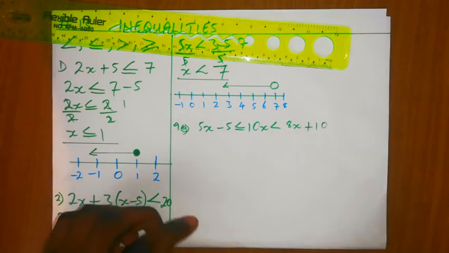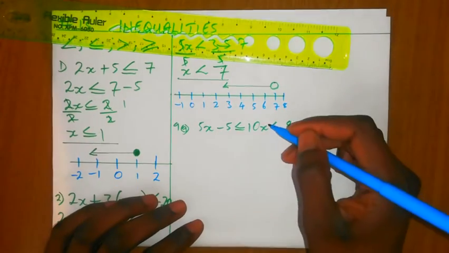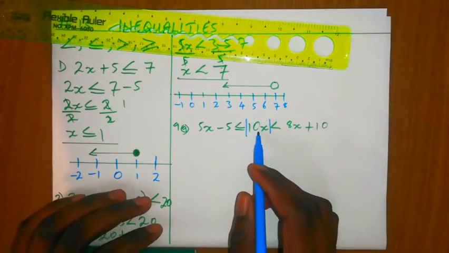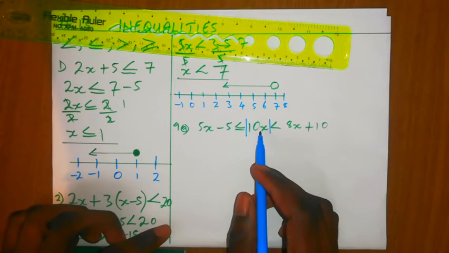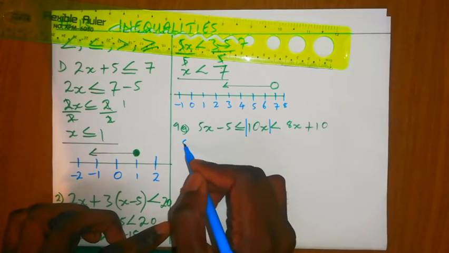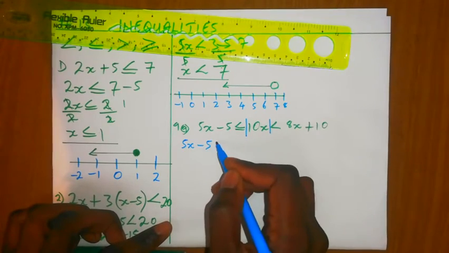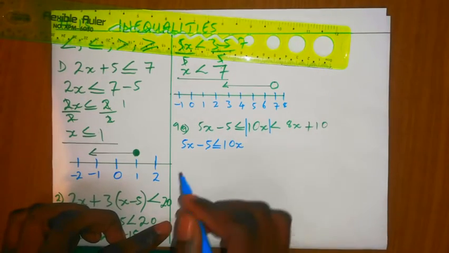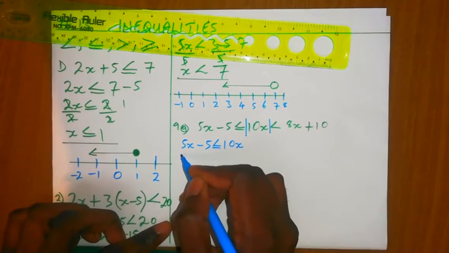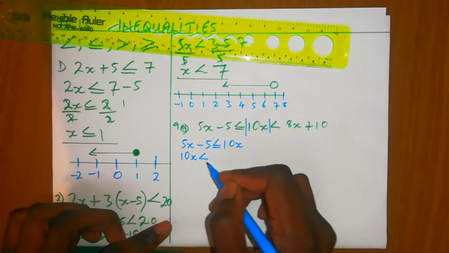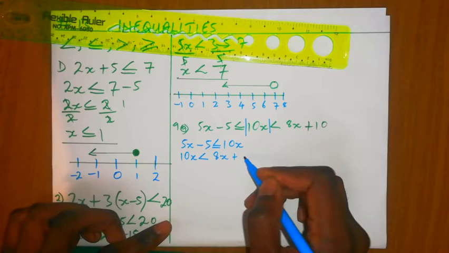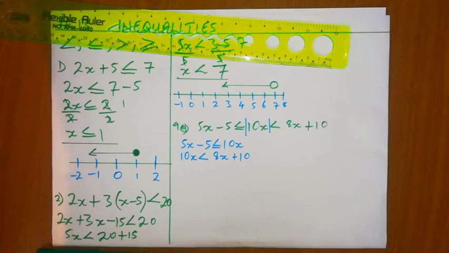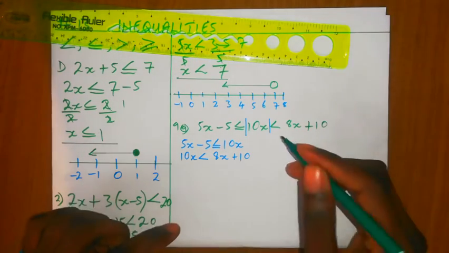Now what you have to know is that we split a simultaneous inequality using the terms that are found in between our signs. In this case, I've got just 10x. This 10x is supposed to appear twice. So firstly, it's going to appear like 5x minus 5 is less than or equal to 10x. Secondly, it's going to be 10x is less than 8x plus 10. If you know how to split, then you're home and dry. After this, you solve them one by one.